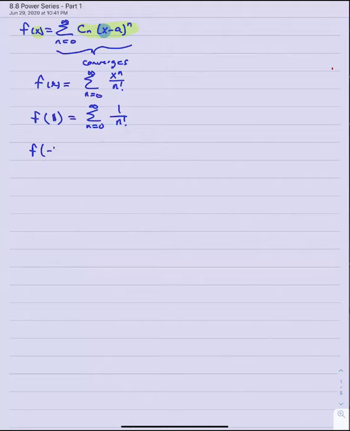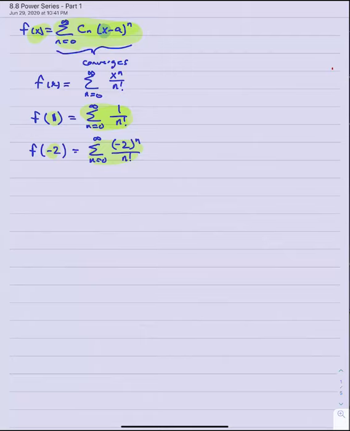And of course, I know that 1 to the n will just become a 1. However, if I were to evaluate this function at negative 2, that means I would end up with the infinite numerical series negative 2 to the n over n factorial, which is obviously a completely different infinite series than the one above it. And so I am generating different numerical series by varying this x value. So in that sense, this infinite series is definitely depending on this x value.